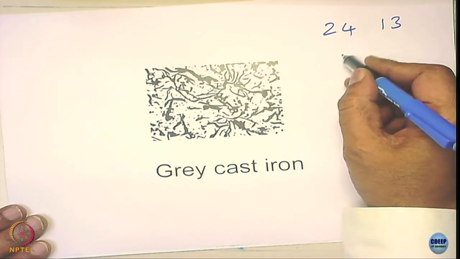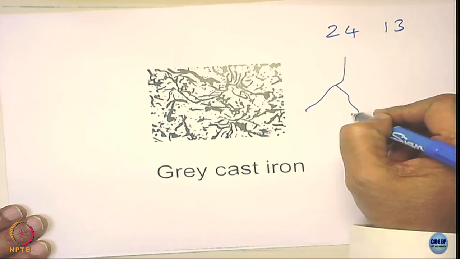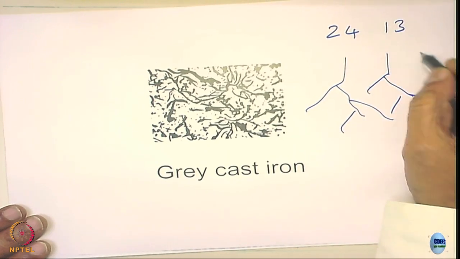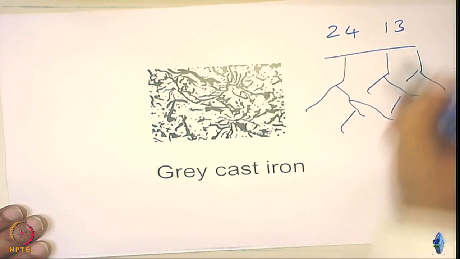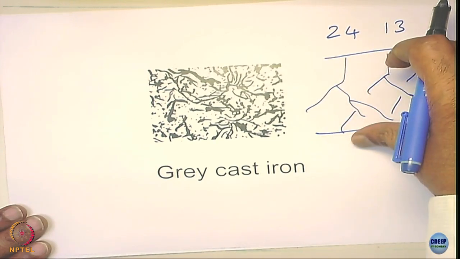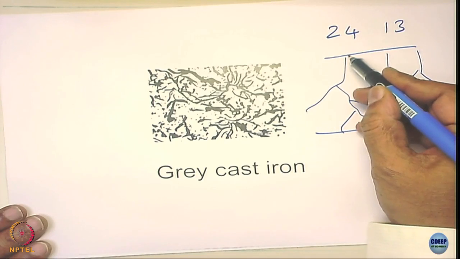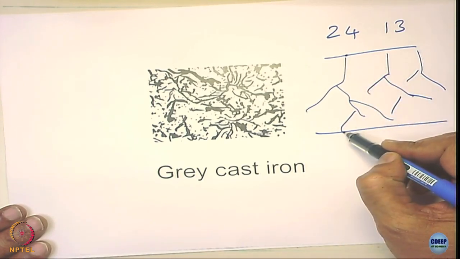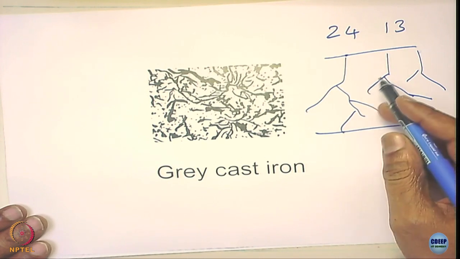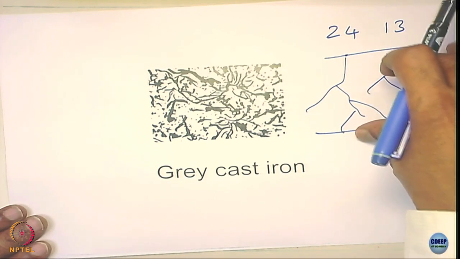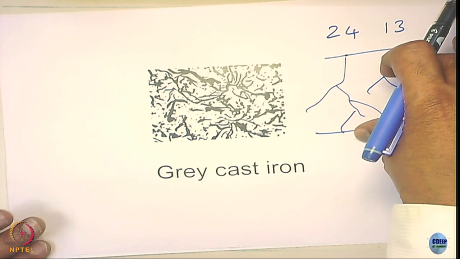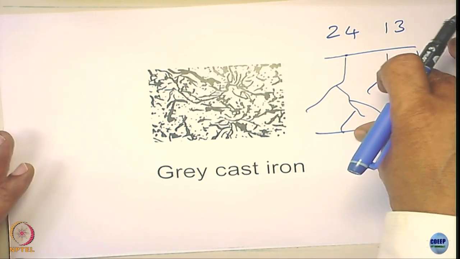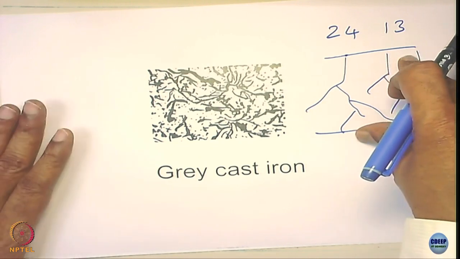If you have a thickness of the cast iron, a flake may start from this end and end at the other end. So these are not isolated, they are interconnected in the gray cast iron. This is a very important thing, and those who have no idea about gray cast iron should know this.